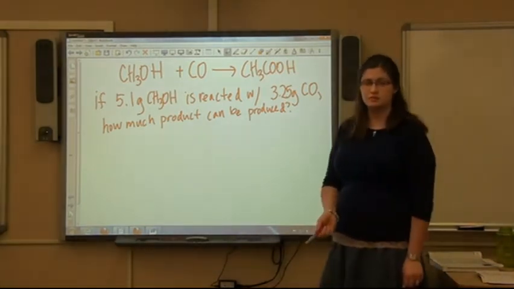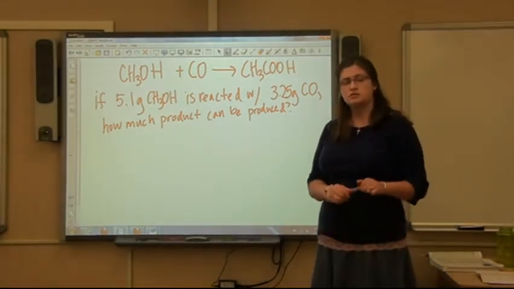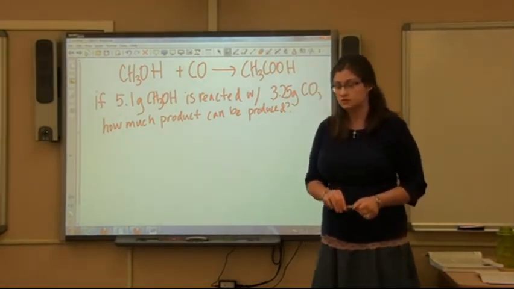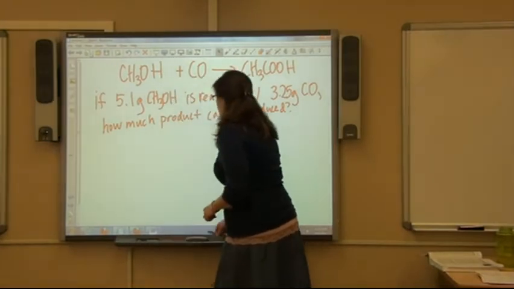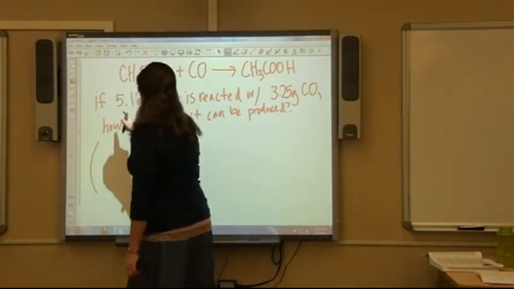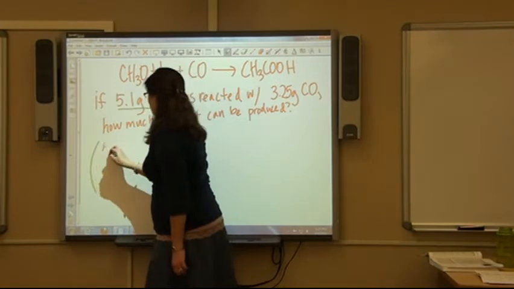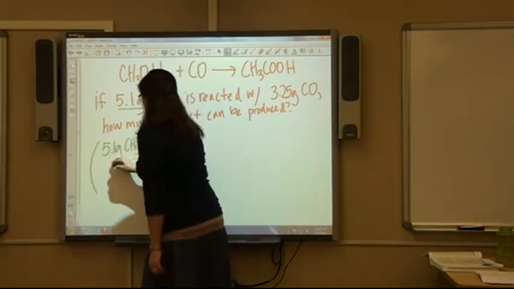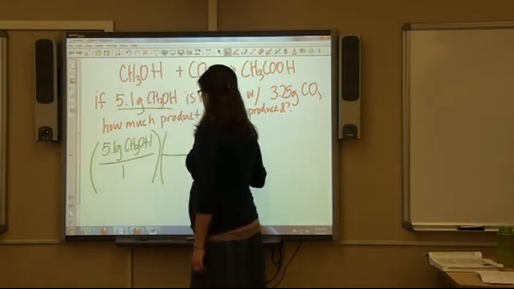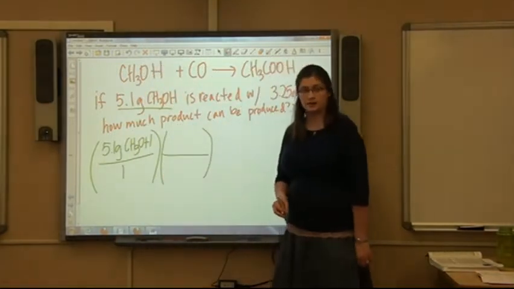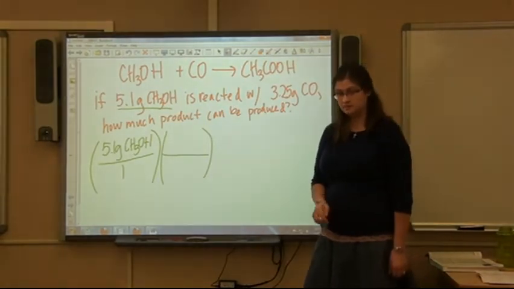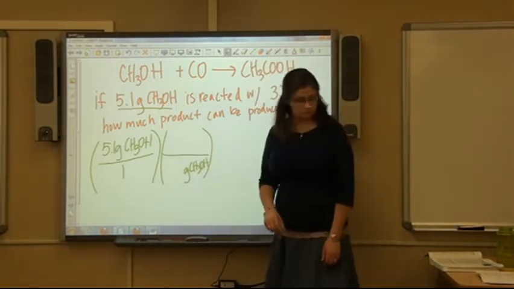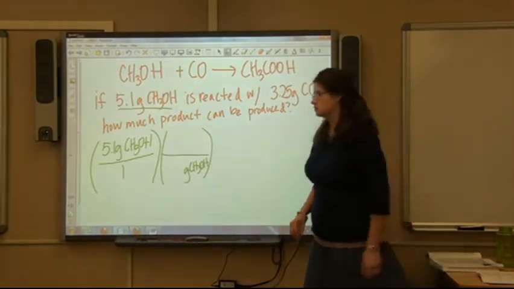Okay, step 1 was to balance our equation, we did that. Step 2 is to use our first reagent and calculate how much product we can produce. Okay, so our first reagent here is the methanol. So let's just set up a whole stoichiometry problem here for the methanol. What goes in the second bracket? What goes on the bottom? Grams methanol. Here it is.